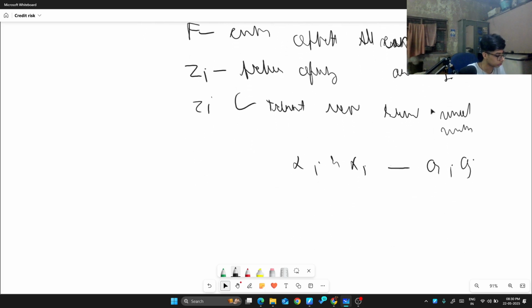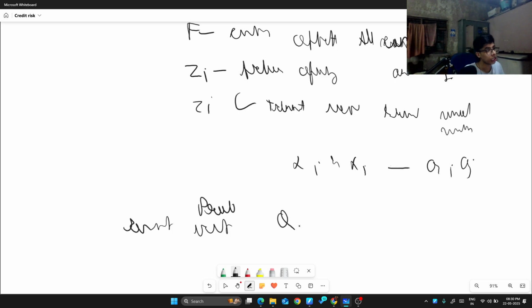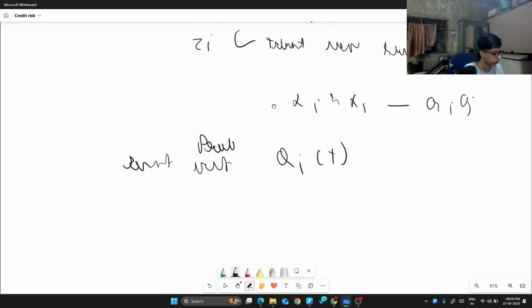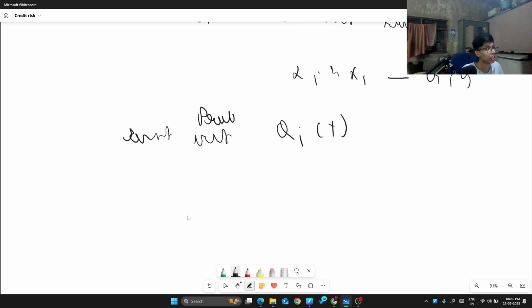And suppose the company will default at a particular time. The probability of company default at a particular time is qit. Under the Gaussian copula model, default happens when x is greater than the inverse of the probability of default, N inverse of qit.